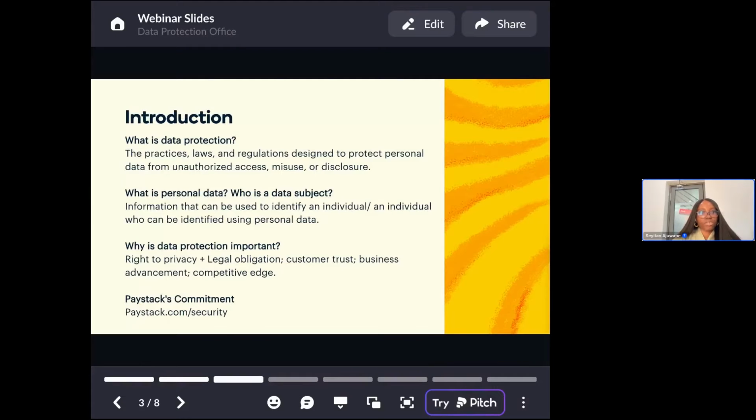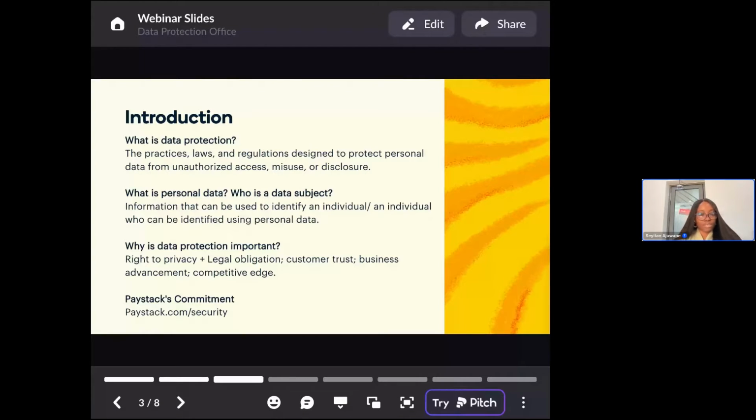I mentioned data protection earlier, but I don't know that everybody knows what that is. So I thought to run through some quick definitions before we start. Data protection refers to the practices, laws, and regulations which are designed to protect personal data from unauthorized access, misuse, or disclosure.